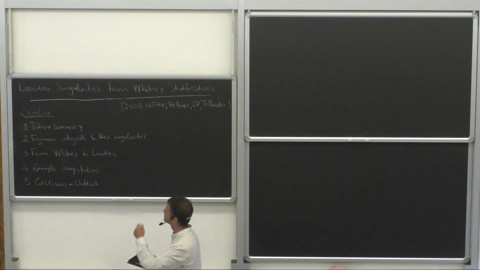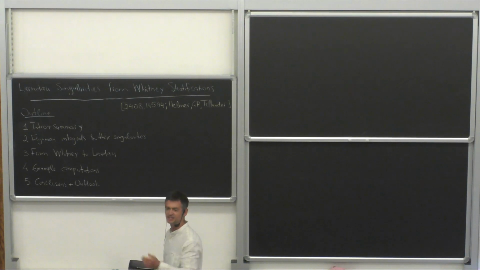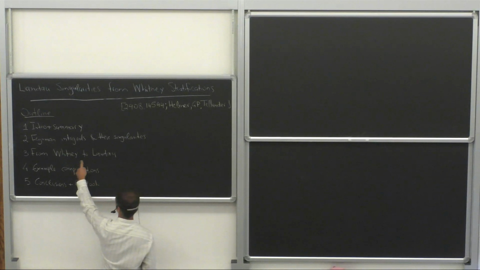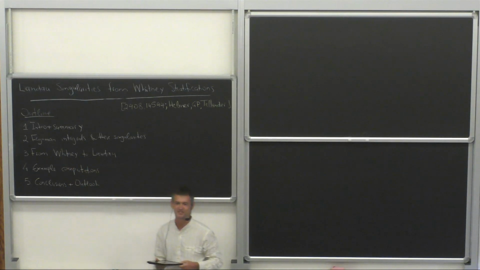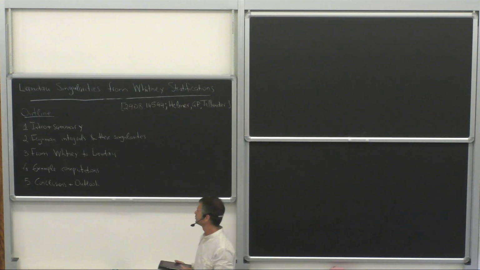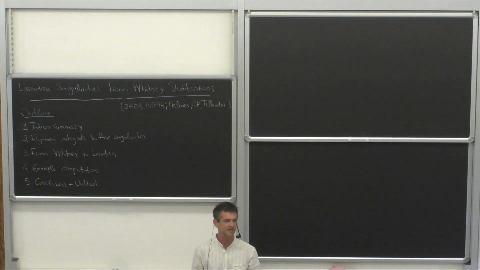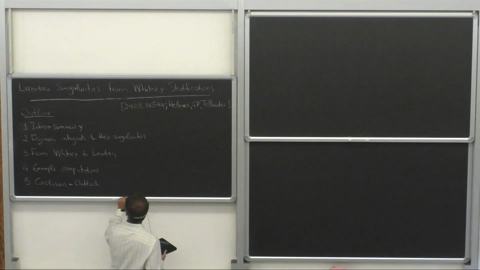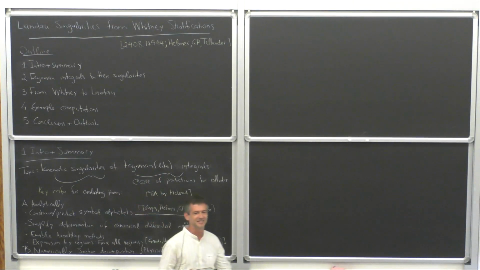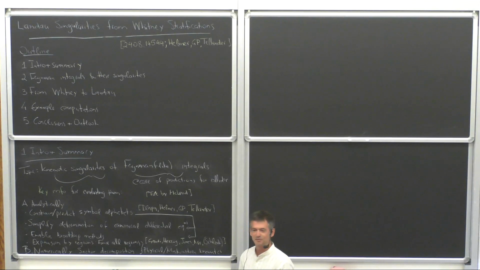So after some introduction and summary, I will introduce the main notations I will use. And here is the meat. Here is where I explain to you what Whitney stratifications are and how one can obtain Landau singularities from them. Continue with certain examples of Feynman integrals we computed this way, and then finally conclude. So, just to save time, I wrote down a little bit of the introduction and motivation.